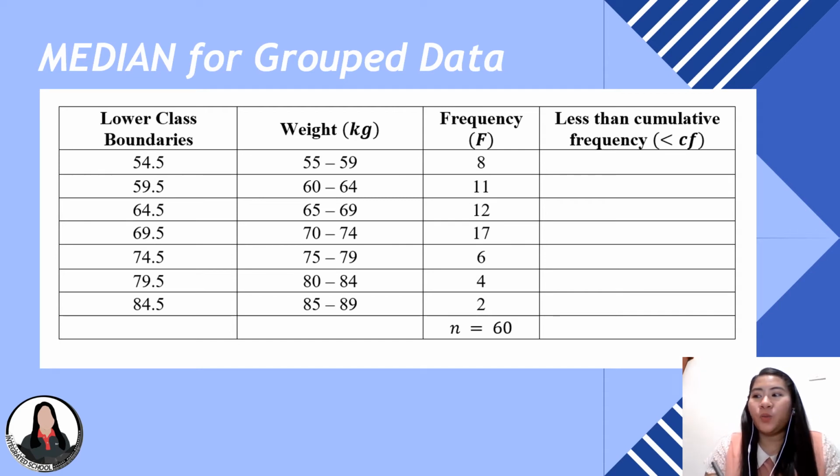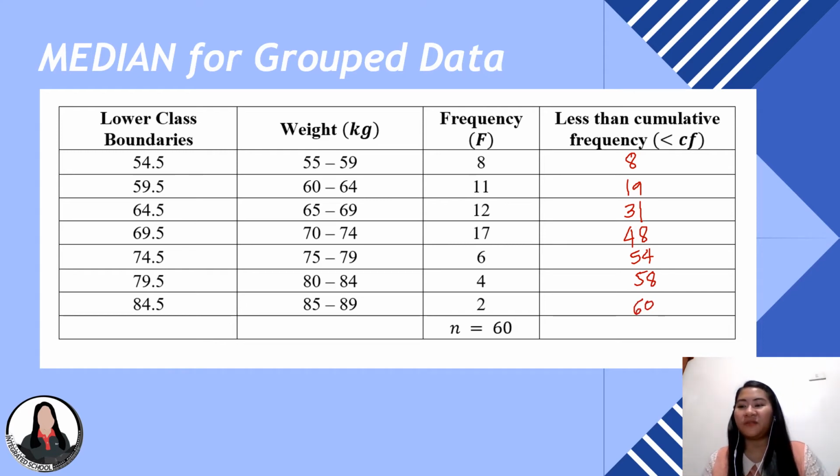So, let's start with 8. And then 8 plus 11, we have 19. 19 plus 12, we have 31. 31 plus 7, we have 48. 48 plus 6, we have 54. 54 plus 4 equals 58. And then 58 plus 2, that is 60. Okay, so meron na tayong less than cumulative frequency.